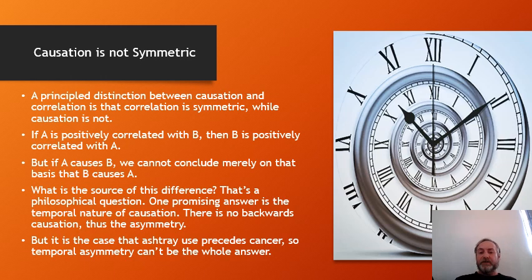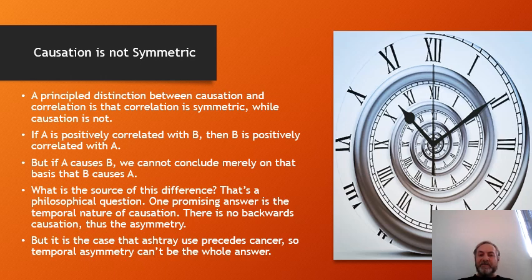So why is causation asymmetric? That's a deep question for philosophers of science, maybe even philosophers of time. You might think, well, time is asymmetric. We can't really go back in time. We only go forward, various sci-fi scenarios notwithstanding. So maybe you think that's the source of the fact that there's no backwards causation, no backwards traveling in time.